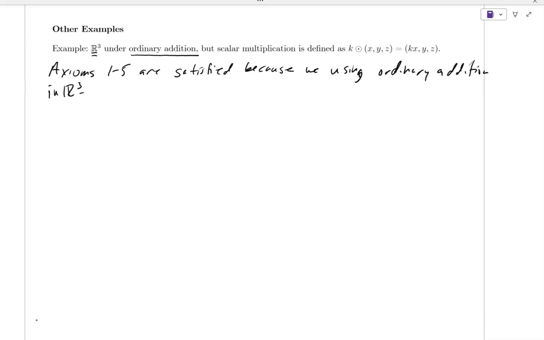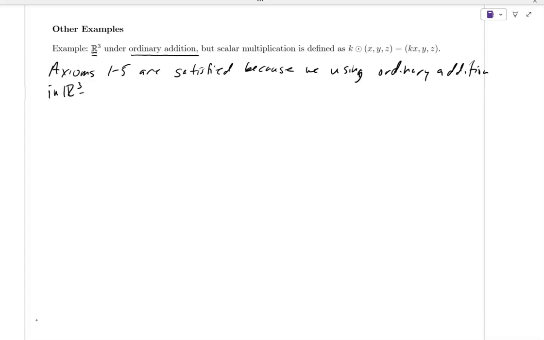We've already proven that ordinary addition of 3-dimensional vectors satisfies the first 5 properties, right? The only thing that's changing here is how we're defining scalar multiplication. So since we changed the scalar multiplication, we need to check whether the scalar multiplication satisfies those axioms or not. Again, in order to be a vector space, it has to satisfy all 10 axioms. If you find an axiom that it doesn't satisfy, then it's not a vector space.